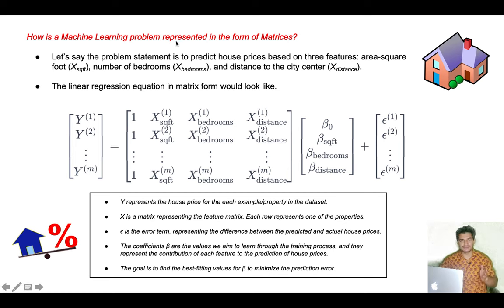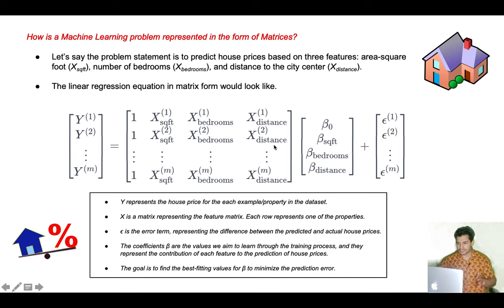Next, we will look at how a machine learning problem is represented in the form of matrices. Let's say the problem statement is to predict house prices based on three features: area in square feet, number of bedrooms, and distance to the city center. The linear regression equation in the matrix form would look like this, where y represents the house prices for each property and X is the feature matrix, that is, what is the actual square foot area, how many bedrooms it has, what is the distance from the city center, and the same for the second house, third house, and so on. So X is a matrix representing the feature matrix. Each row represents one of the properties and the values of these features, and the error vector is the error term representing the difference between predicted and actual house prices.